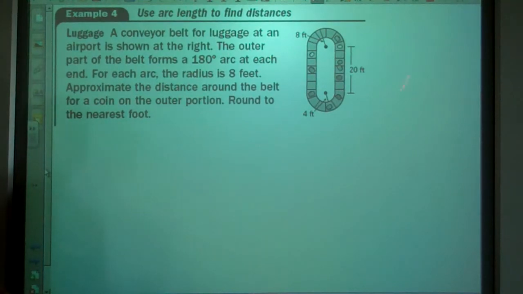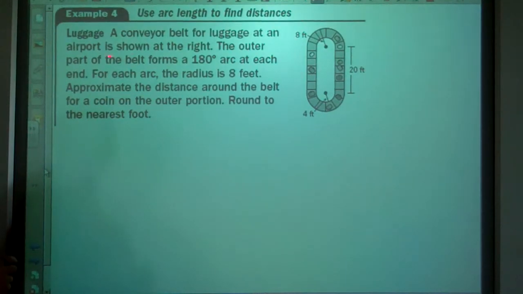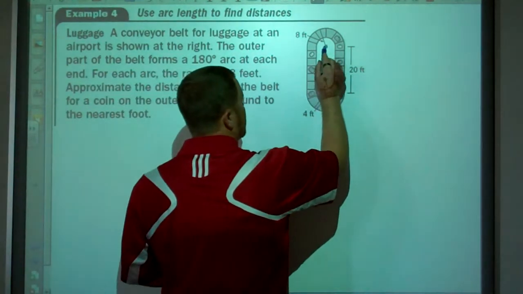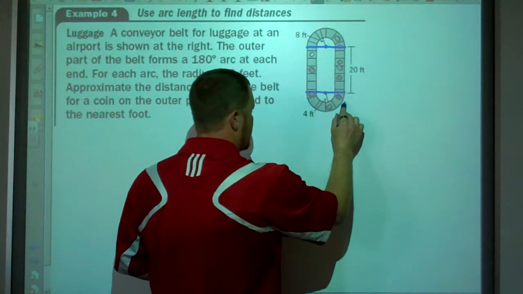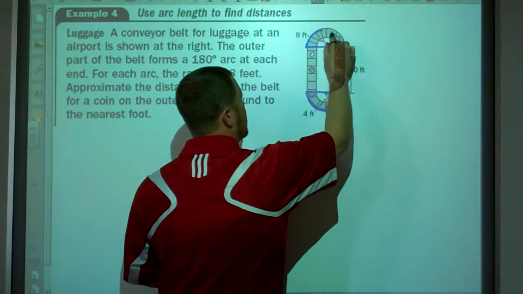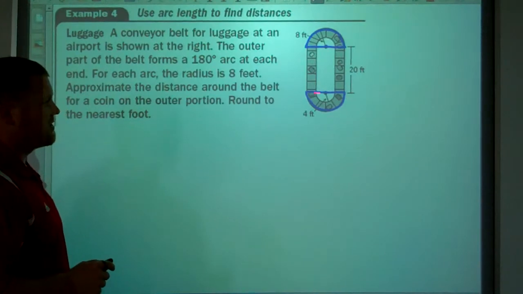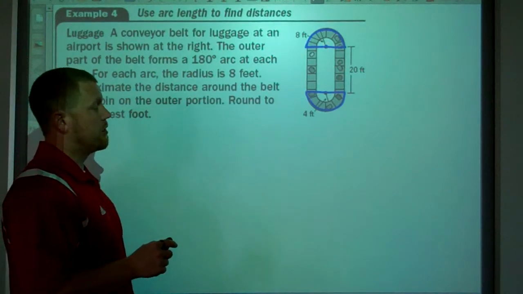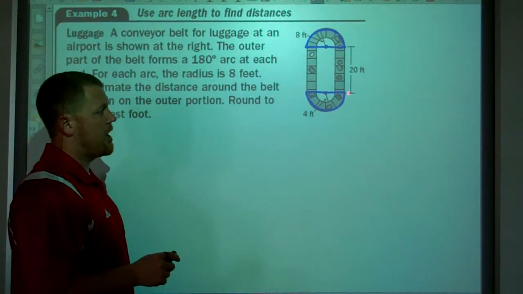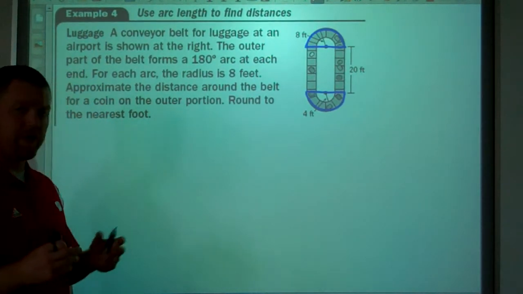Conveyor belt for luggage, a luggage rack at an airport. The outer part of the belt forms a 180 degree arc at each end. So right here, through this point, that is a 180 degree arc. Through this point, that is a 180 degree arc. So if those are 180 degree arcs, what is that shape there that I have drawn, as well as up there? They are a half circle. So essentially we have a half circle here, we have a half circle here, and they have the same radius. So then we essentially have a full circle.